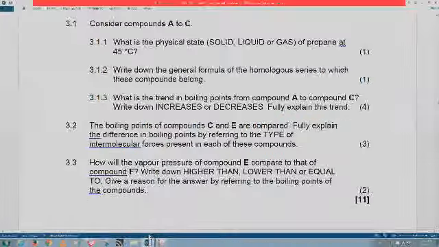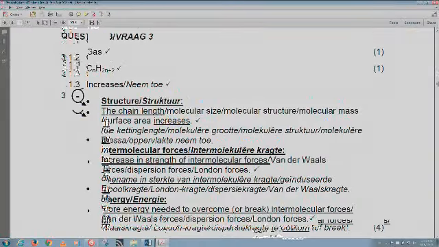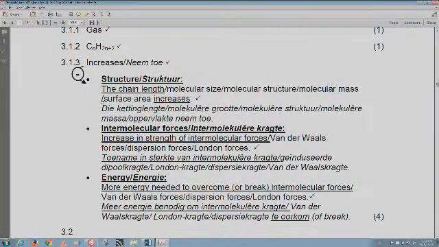And then 3.1.3, what is the trend in boiling points from compound A to compound C? And then write down increases or decreases and fully explain this trend for 4 marks. Now, when we mark that question, colleagues, we must remember they must fully explain. So for the learners to get the marks for the explanations, the learners must first answer the question. So the answer there is increases for 1 mark. And then if the learner writes increases, then you are able to mark the reasons.